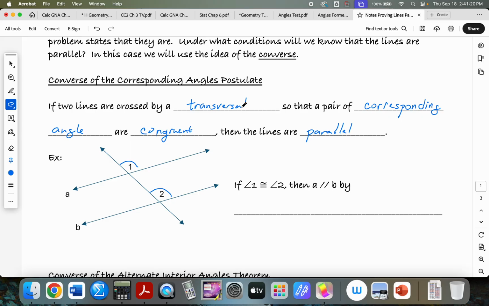And instead of writing out this whole sentence, we're going to abbreviate the title. So this is the converse of, and let's abbreviate some of these terms. The corresponding, C-O-R-R. Instead of writing out the word angle, we'll write the angle symbol with an S on it to make it plural. And if you just write that, that's not quite enough. I need to know that it is the postulate. You can abbreviate postulate, though, if you would like. It's the converse of the corresponding angles postulate.